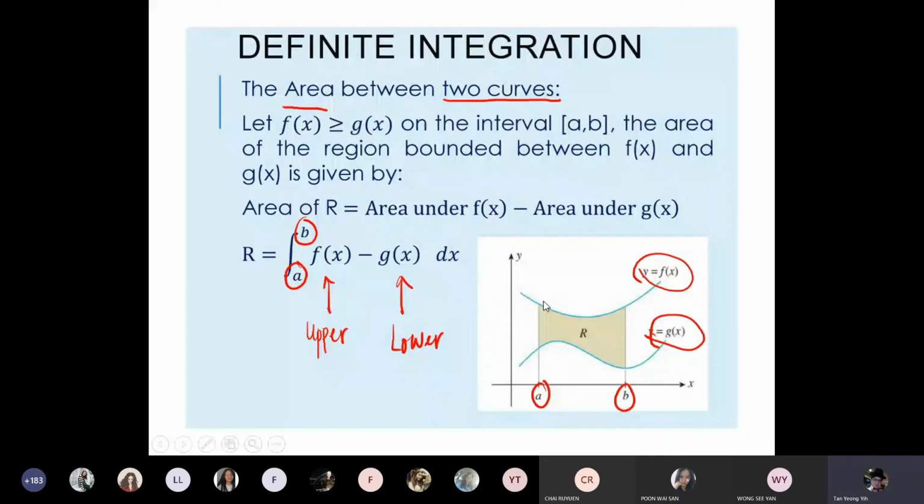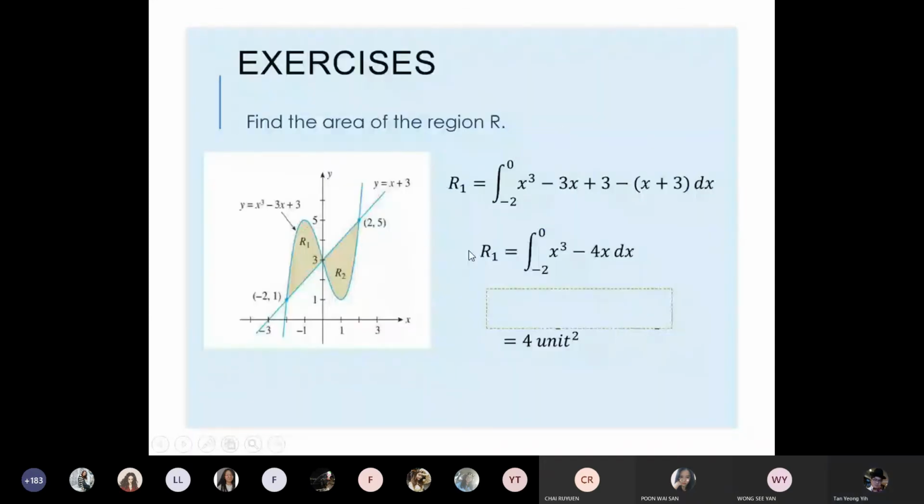Now let's see some examples. Refer to the diagram here. Which one is the upper line, and which one is the lower line? Actually, it depends on the region. Now, let's consider region 1, R1.